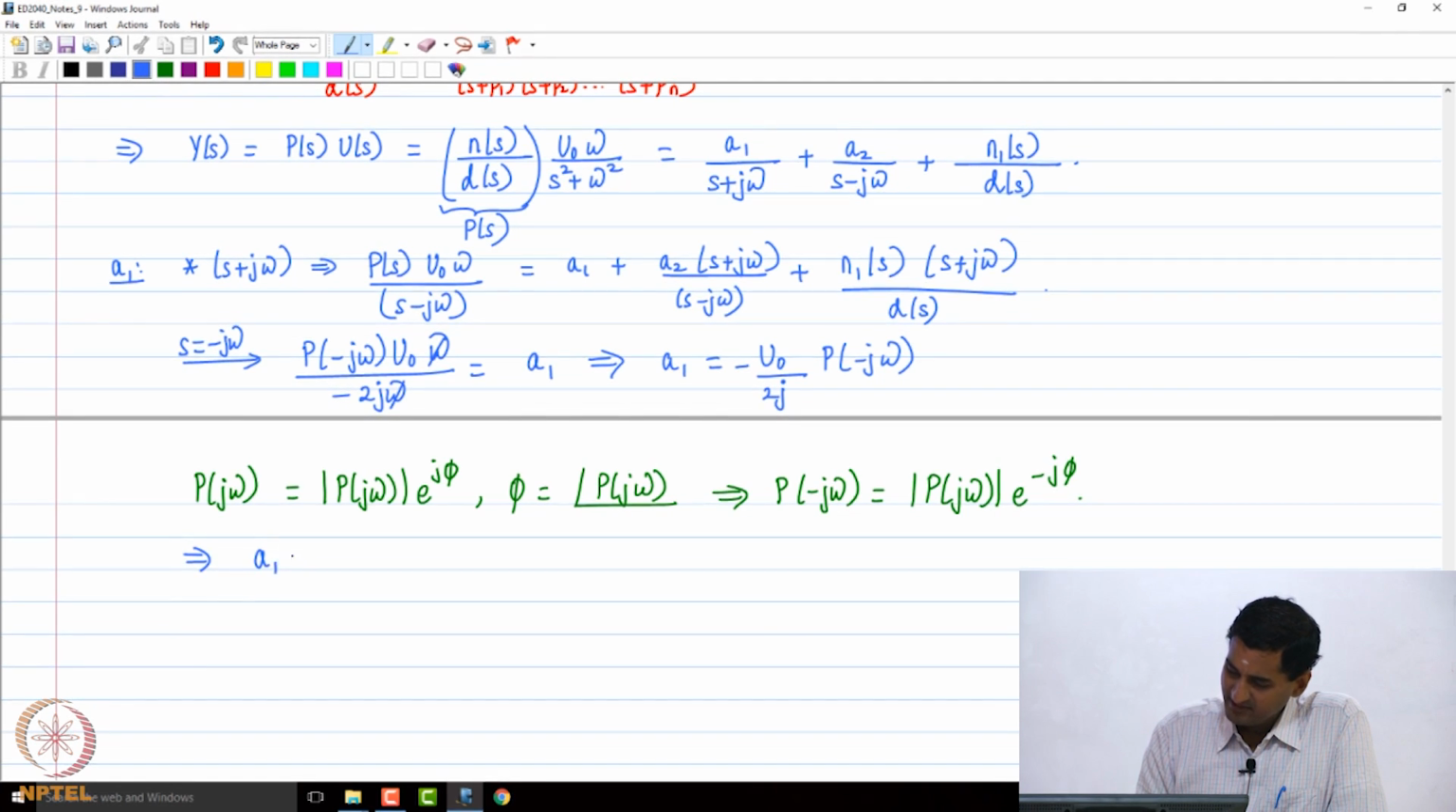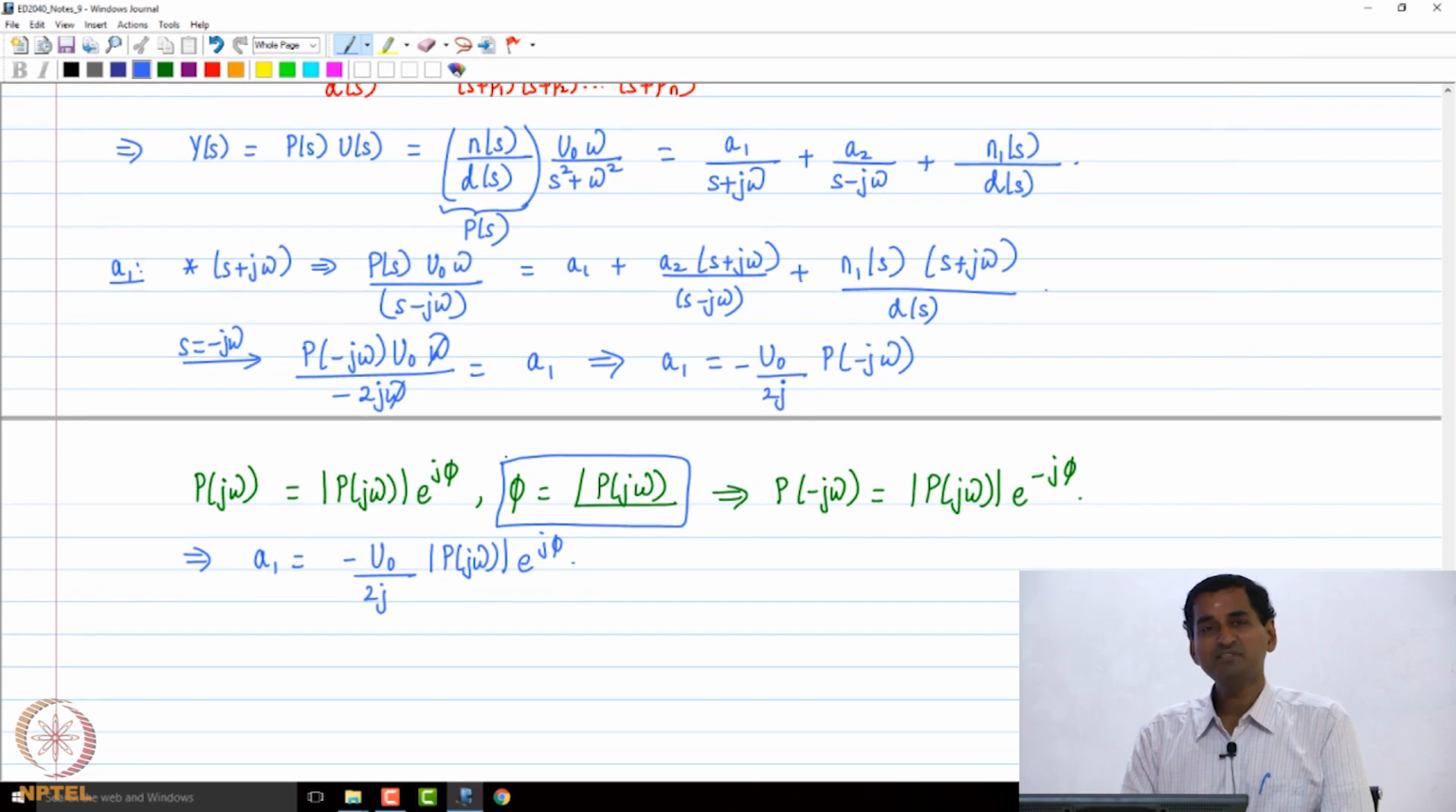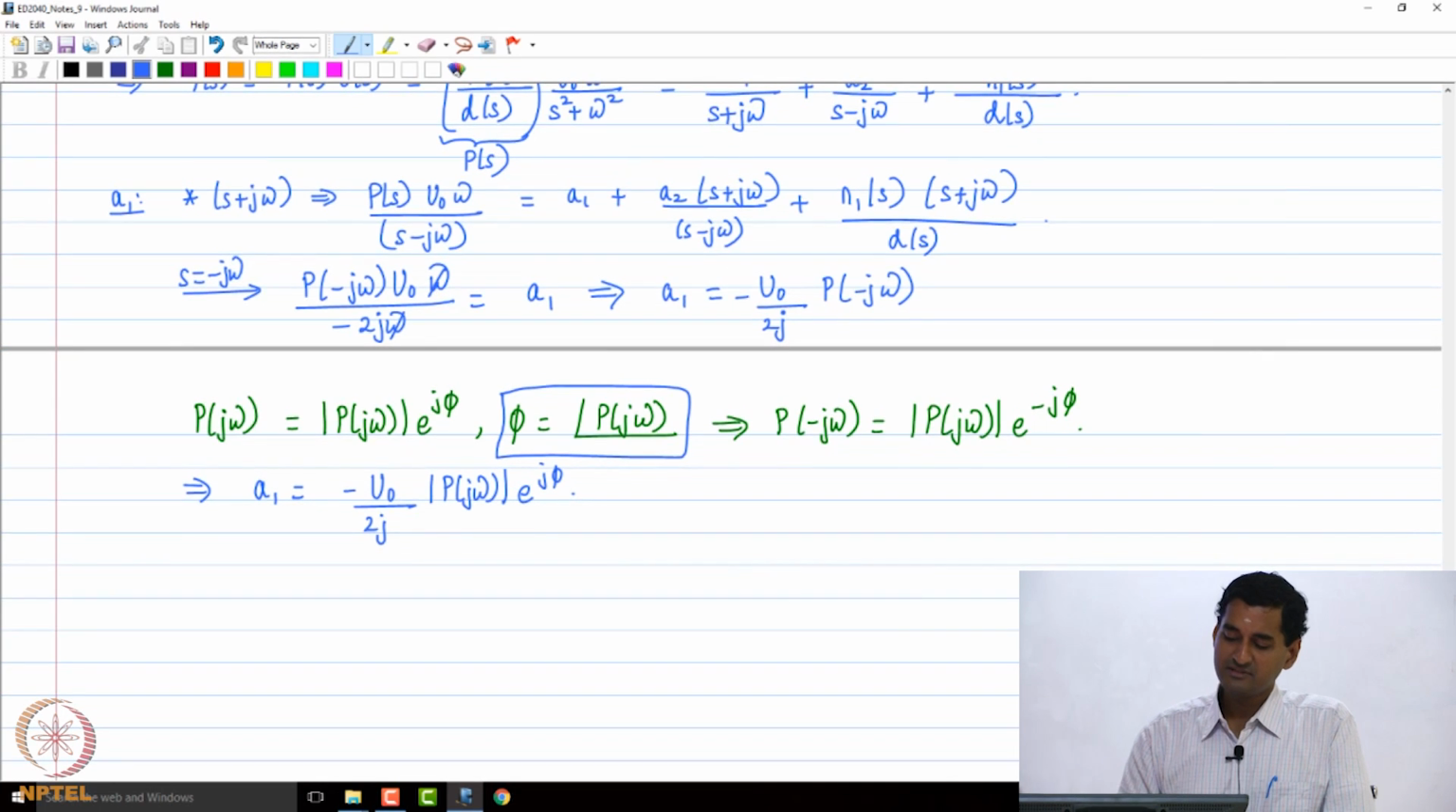Once I have this, what is going to happen to A1? This implies that A1 is going to be minus u naught divided by 2j, the magnitude of P of j omega e power j phi. Please remember, phi is the phase of P of j omega. Obviously, phi depends on omega. You vary the frequency, and the phase also varies. So, that is what we have for A1.